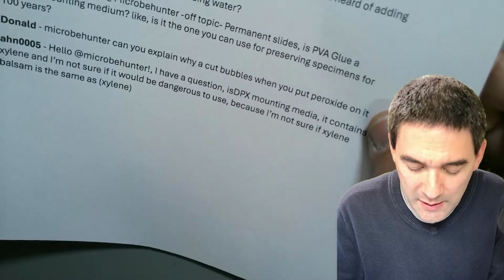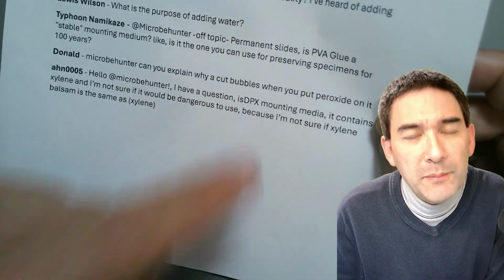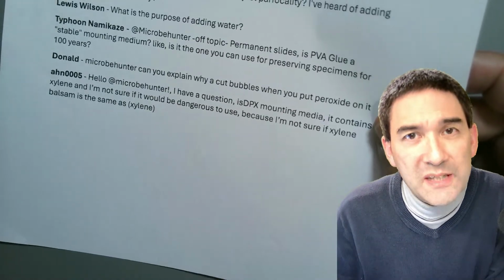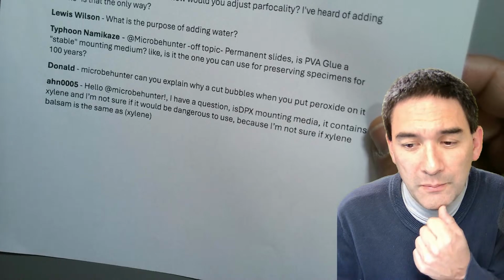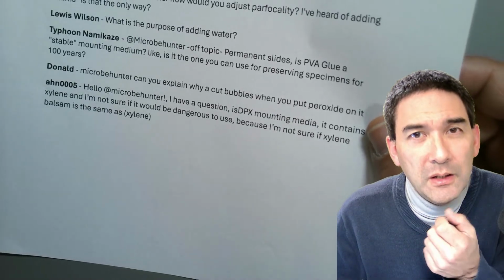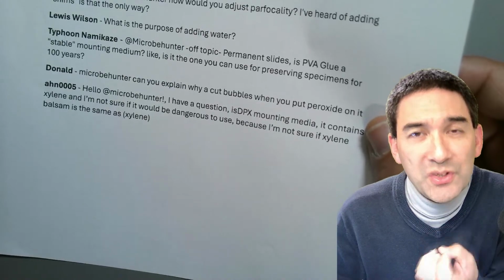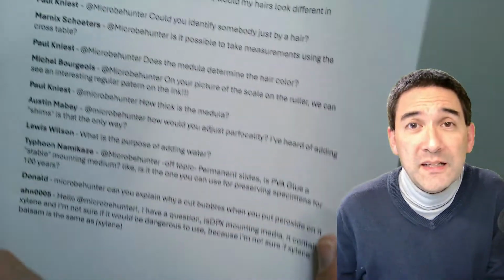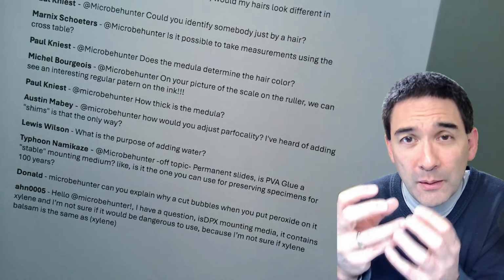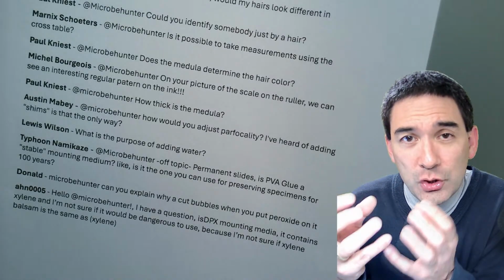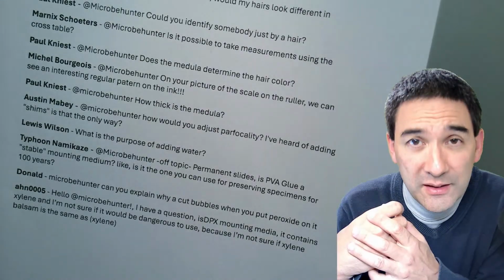Can you explain why? I think the question here with the bubbles is, when you put hydrogen peroxide, H2O2, on a specimen, as you've seen in my previous videos, for example on pond water, there will be a lot of bubbles at the beginning. The reason is that the hydrogen peroxide breaks down, forming oxygen. It reacts with the organic material, breaking it down, but because it's so unstable, the H2O2 will also break down into oxygen and water. The question is why does it do that so quickly?